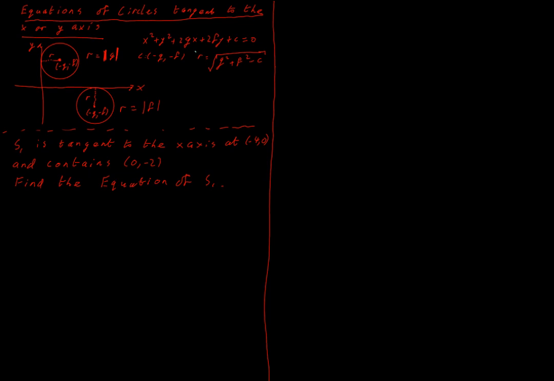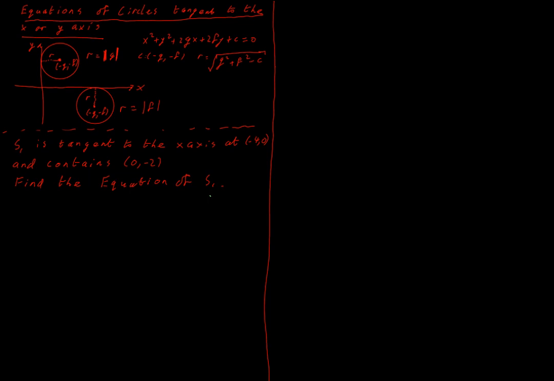So what we're going to do is look at this situation here and how we can solve it. S1 is a circle that is tangent to the x-axis at (-4, 0), and contains the point (0, -2). That means if I sub in x is 0, y is -2 into this equation, the equation must work out. So I can use these two pieces of information to find the equation of S1.